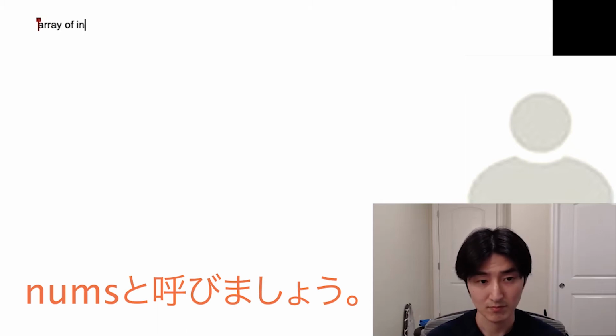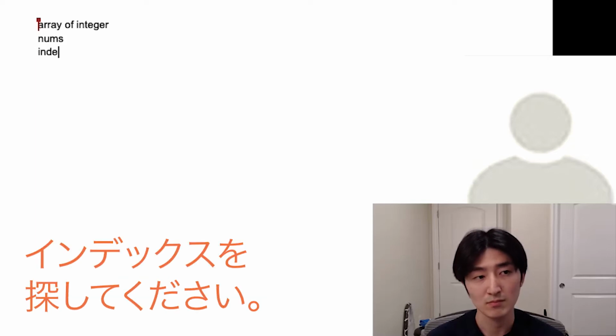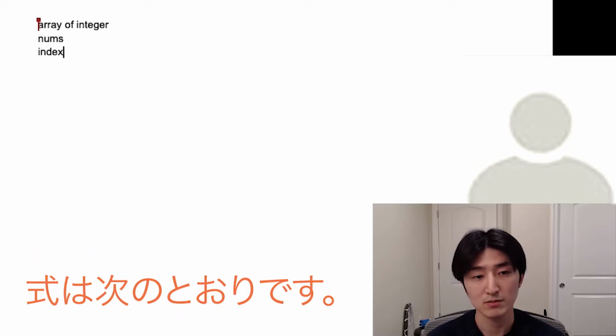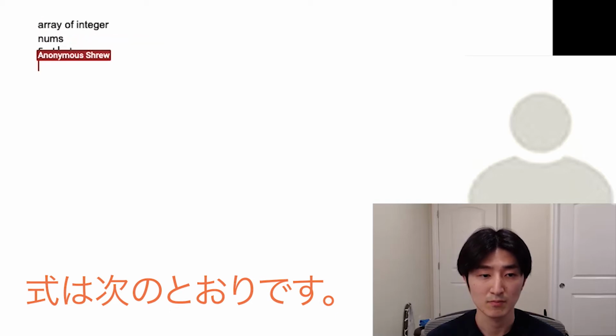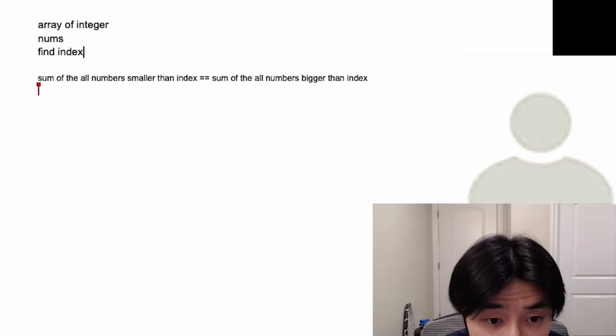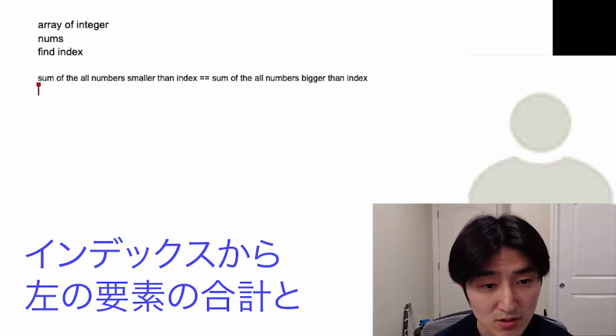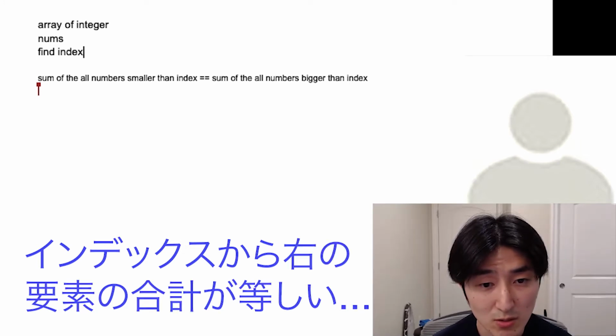Okay, so you are given an array of integers. Let's call this array nums. Find the index that satisfies the following equation. Okay, let me write it down. The sum of all the numbers smaller than the index equals the sum of all the numbers bigger than the index.